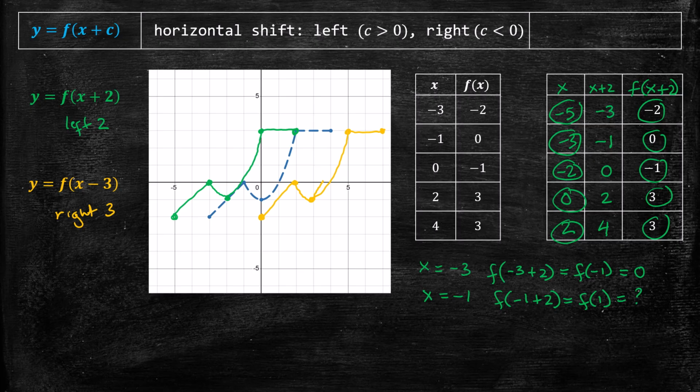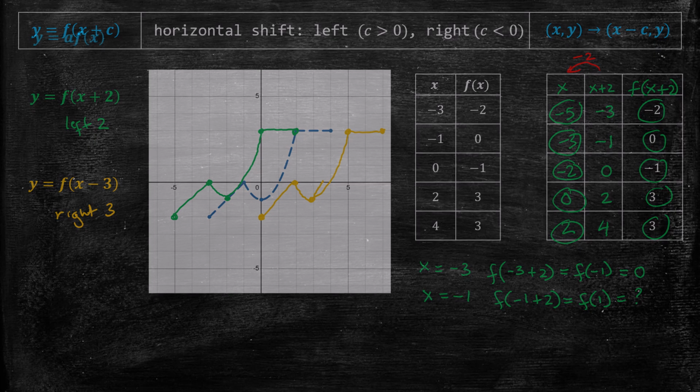And then what does that mean that happens to the point x, y? Well, that means that for every x value, you're going to just do x minus whatever c is. As we saw here, to get from here, let me use a different color, to here, we just subtracted 2 from the x values. And for f of x minus 3, we would just add 3 to all the x values.